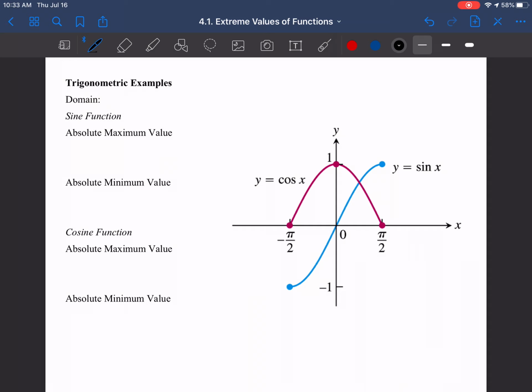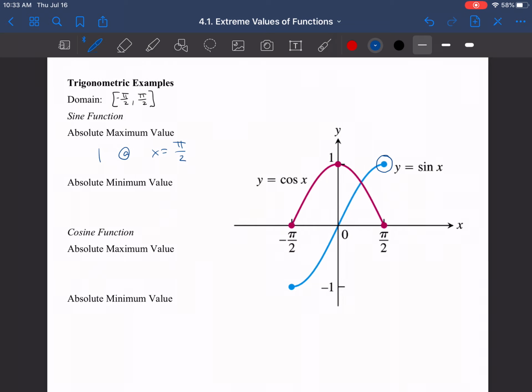Here we're looking at some trigonometric examples. Our domain is going to be negative pi over 2 to pi over 2, like that. And we're looking at the sine function here. The absolute maximum for the sine function, that's this one here in blue, so maybe I'll write this here in blue. The absolute maximum value is this value right up there. That's our absolute, or even on this domain, our global maximum. And that value is 1, and it's at x equals pi over 2.